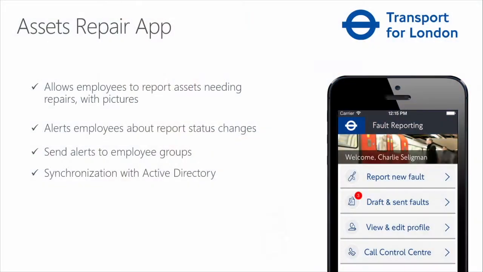They needed to offer an app to their employees to enable employees to report assets needing repair. And as part of this app, they need to send push notifications to employees about the status of their alerts, of their logged tasks, as well as any other updates that are relevant. For example, updates around big events or around different events happening within the tube. Notifications need to be sent to enterprise users, to Active Directory users. Notifications should be sent only to legitimate employees. So the users need to be synchronized with Active Directory.